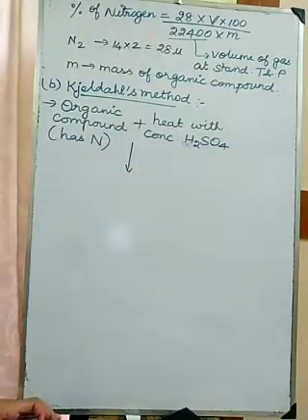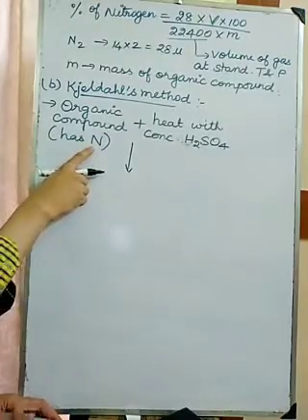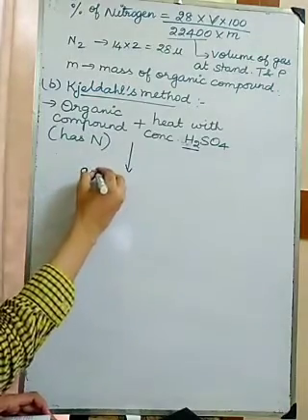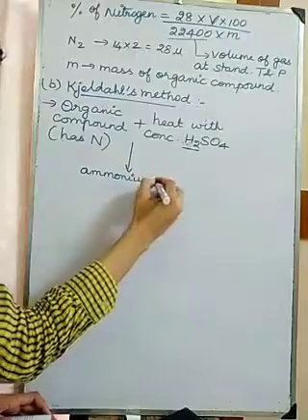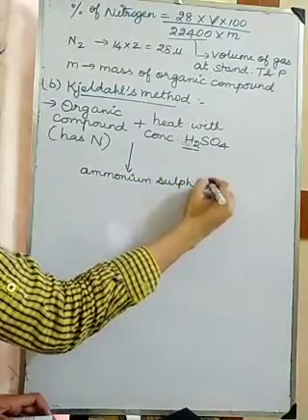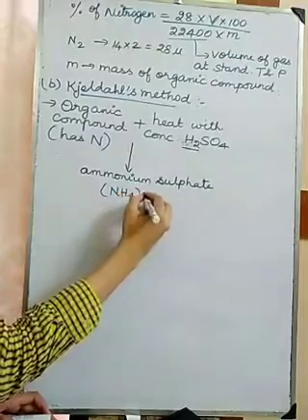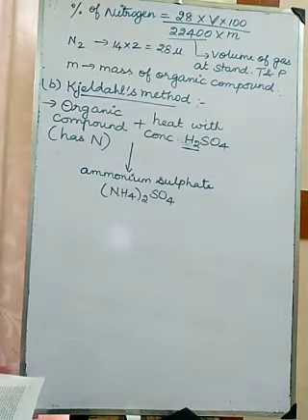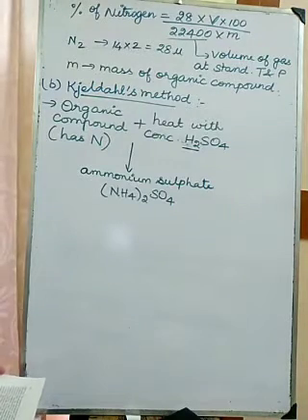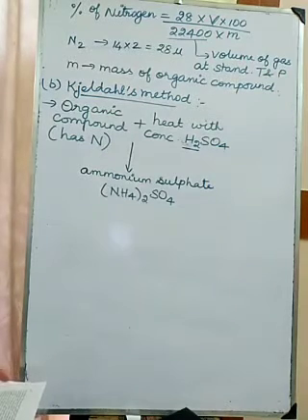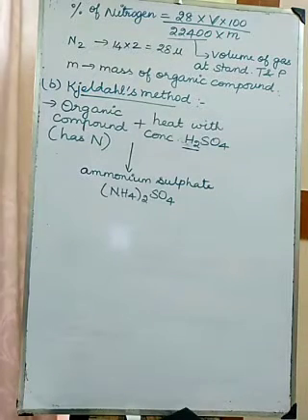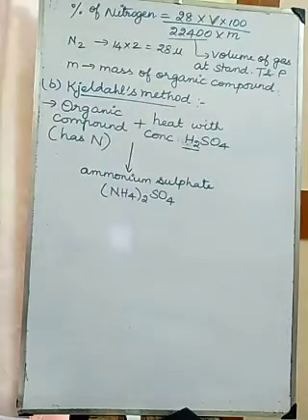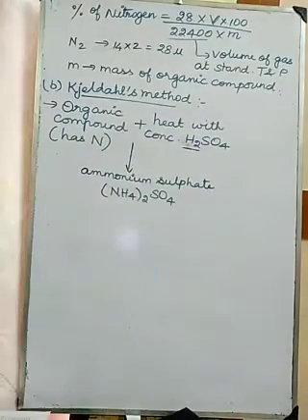Sulfate is present. Nitrogen is present, and hydrogen also is present, so you will get ammonium sulfate. Ammonium sulfate is formed. What is the formula for ammonium sulfate? (NH4)2SO4. So you have to heat the organic compound which contains nitrogen with concentrated sulfuric acid. The nitrogen present in the compound reacts with sulfuric acid and gets converted into ammonium sulfate.